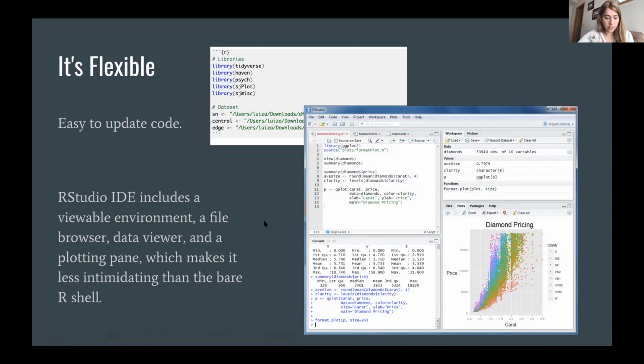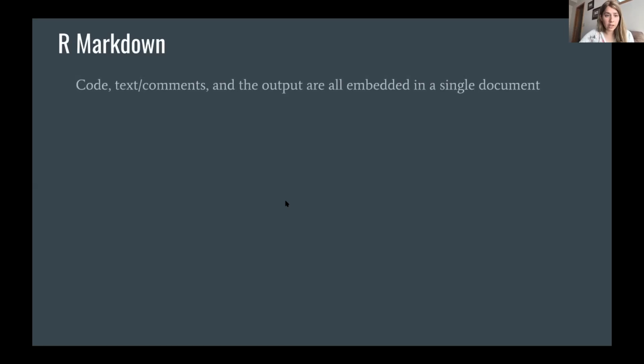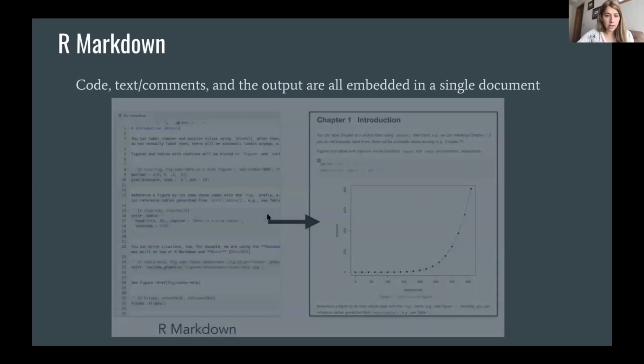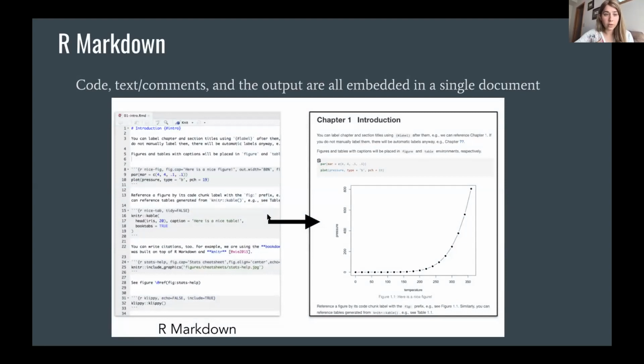And one of the things that I love the most about R is this file format called R Markdown. R Markdown allows you to embed everything in one document. You have code, text, and output, all in one place. I'm going to show you one of my R Markdowns in a second, but this is kind of what it looks like.